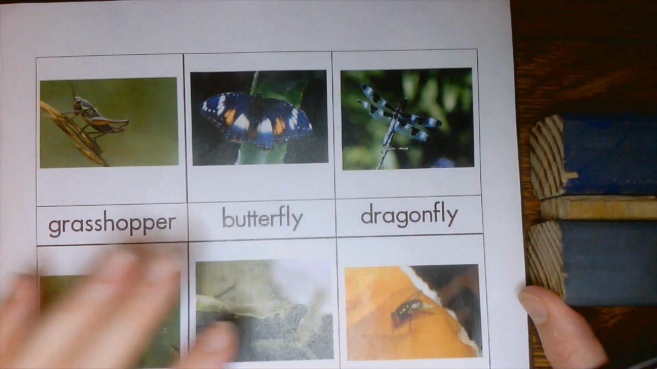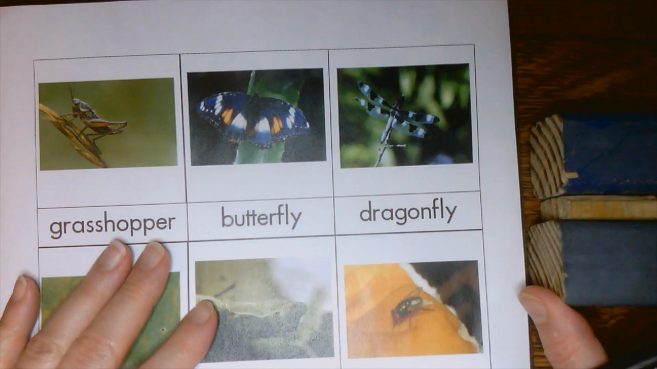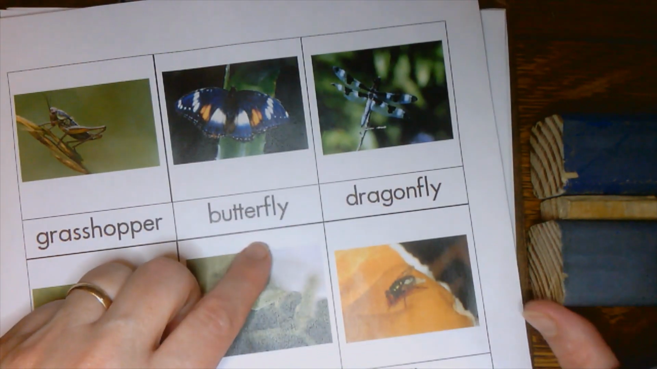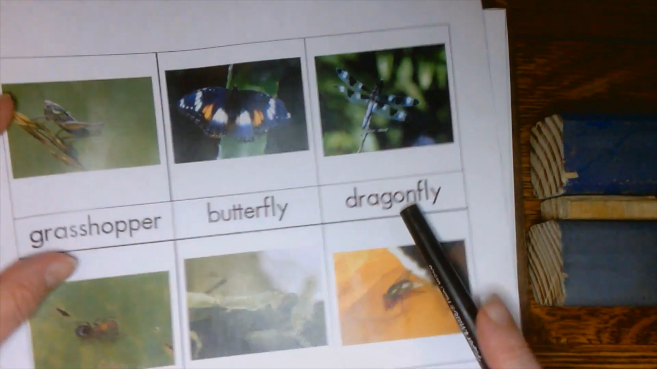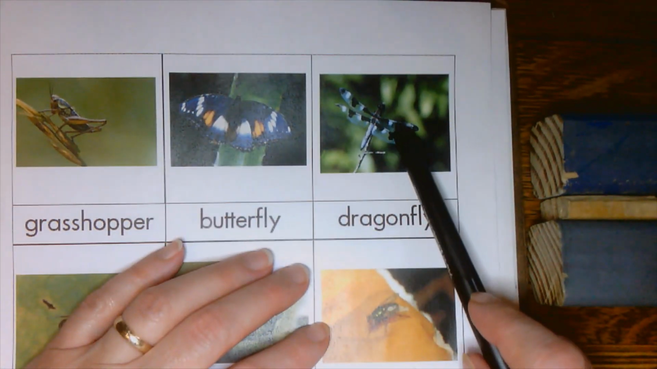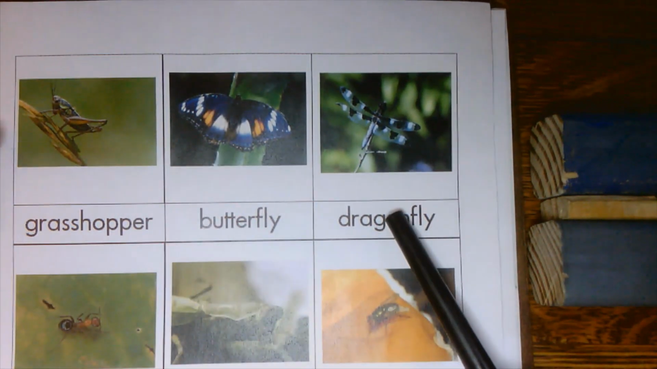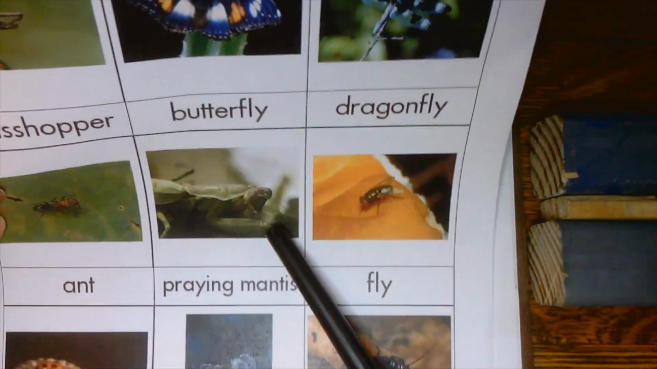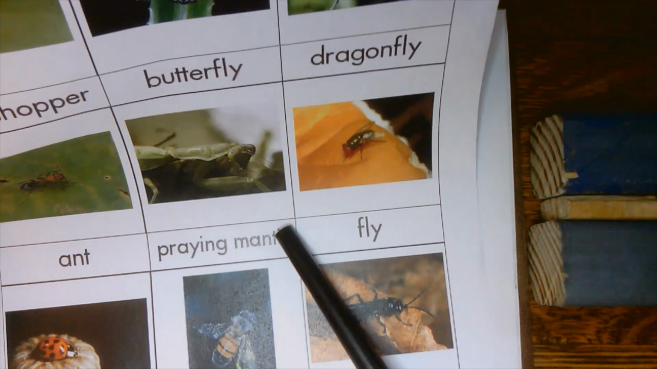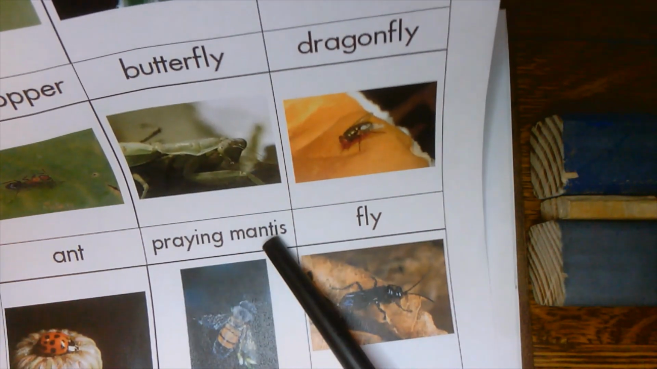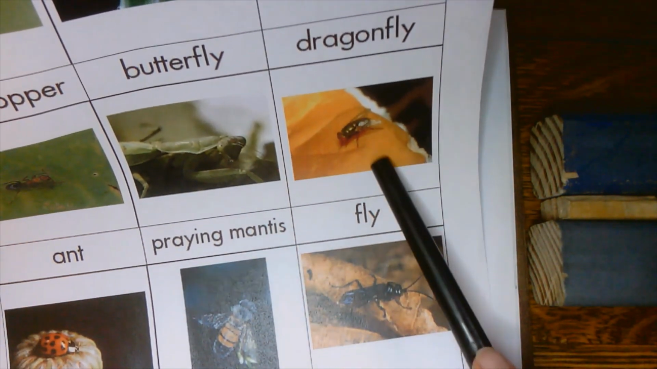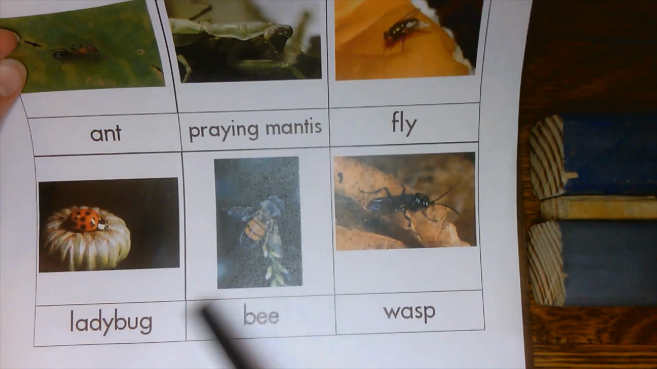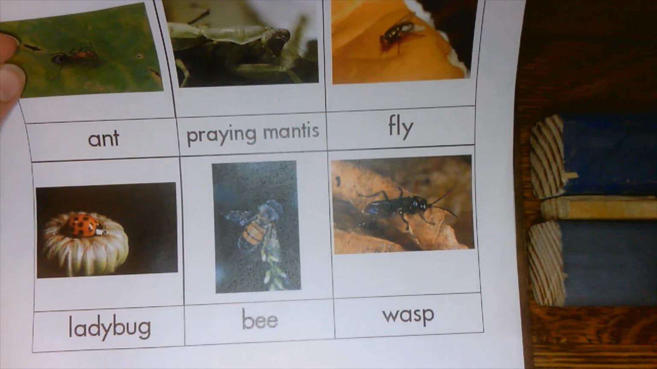Boys and girls, the first thing we're going to do here is just review some familiar bugs that you see that are insects, like a grasshopper, a butterfly. Some of you might be familiar with a dragonfly, especially if you go to ponds or creeks a lot. An ant, we have those all over the place. Praying mantis. When we had the garden at school, we had lots of praying mantises. We still have a few around. A fly is an insect, a wasp, a bee, and a ladybug. They're all insects.